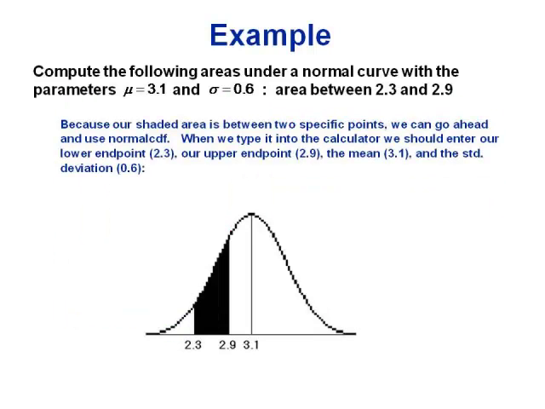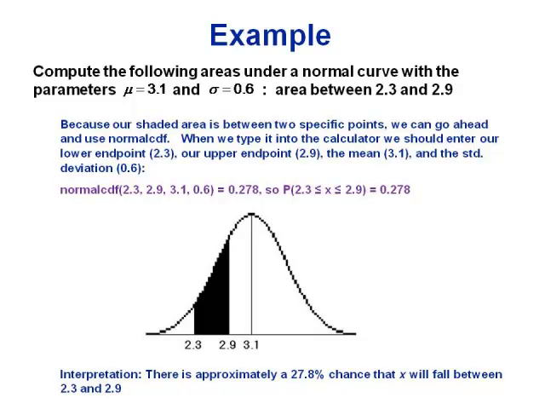Okay, so let's go back to this example where we want the probability of being between 2.3 and 2.9. Well, between is what normal CDF does, so we can choose normal CDF, put in the lower and upper endpoints, so 2.3, comma, 2.9, comma, put in the mean, 3.1, comma, and the standard deviation, 0.6. Close the parentheses, hit enter, and you end up with 0.278 when you round to 3 significant digits. So there is approximately a 27.8% chance that a random x value would fall between those 2 numbers.